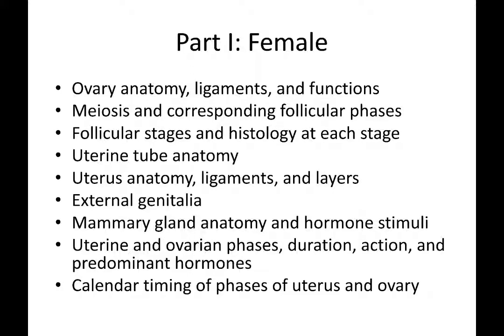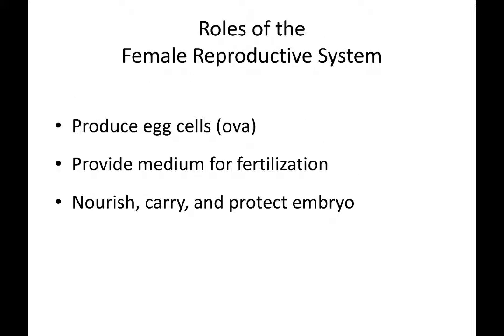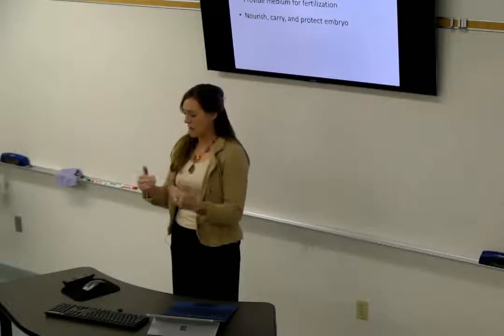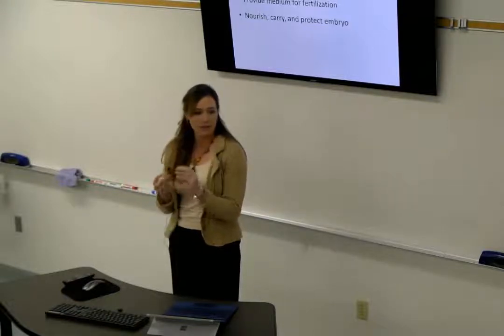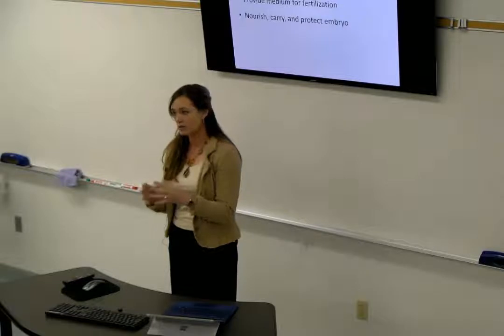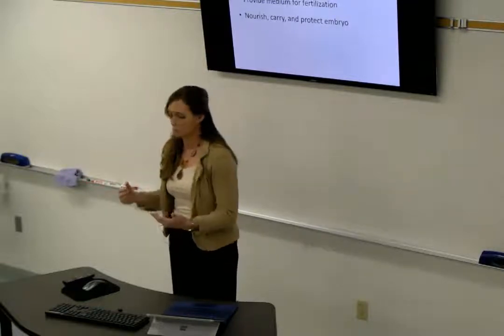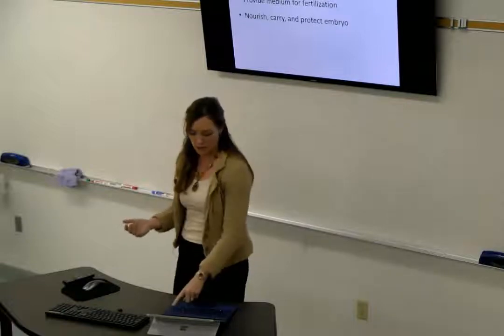So for the female reproductive system, the purpose of the female reproductive system is to create eggs, provide the location where sperm arrives, and for the egg to get fertilized. And then once the egg is fertilized, provide a location for that fertilized egg to implant, and then subsequently develop and carry it to term.